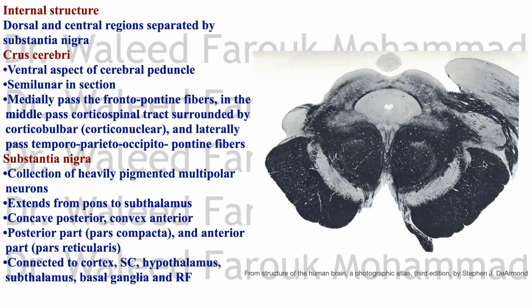Here you can see this is the cerebral peduncle, or the crus cerebri. This is, by the way, the oculomotor nerve. This is the cut section at the level of the superior colliculus, and this is the pulvinar of the thalamus, the posterior end of the thalamus. The crus cerebri is the ventral aspect of the cerebral peduncle. All this is called the cerebral peduncle.